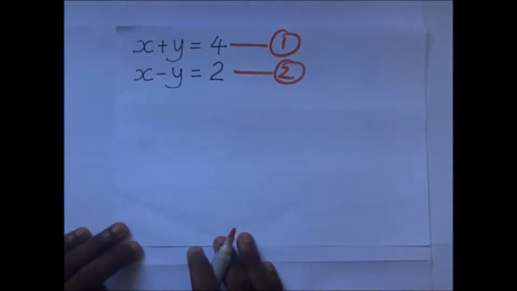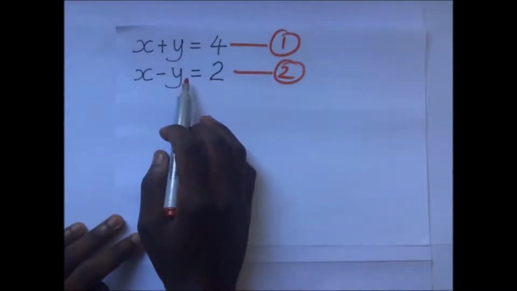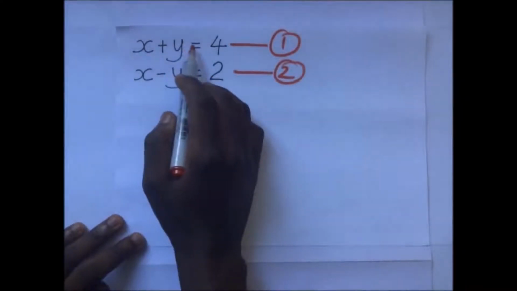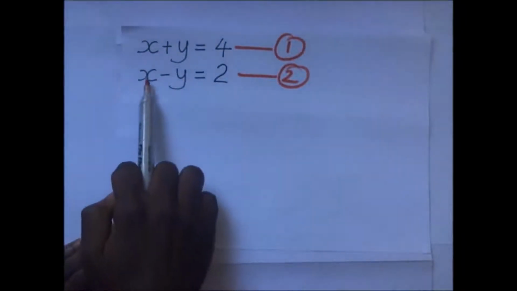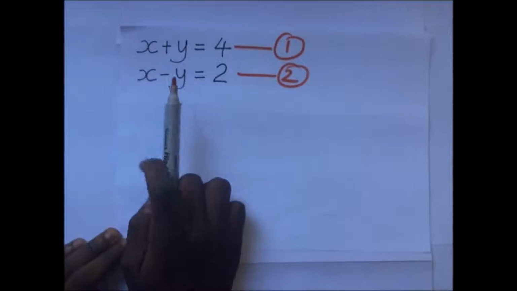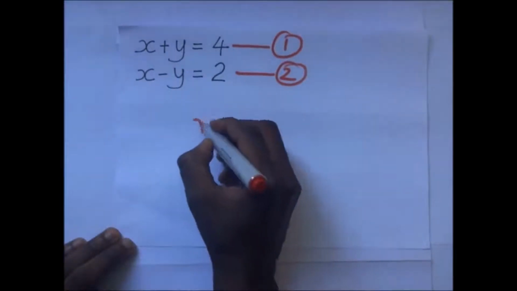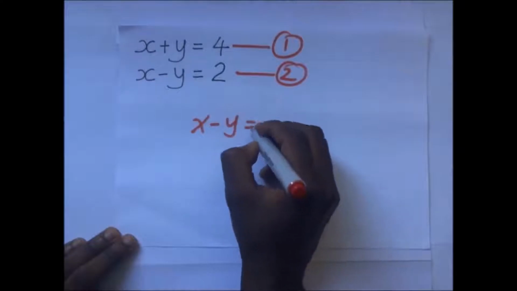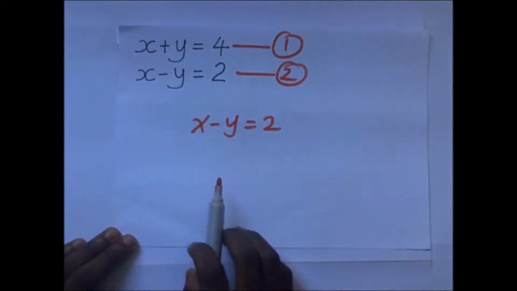So let's choose equation 2 and see if we can substitute it into equation 1. Here we make one of the variables the subject of the formula. Let's say this is x minus y is equal to 2. That is equation 2.